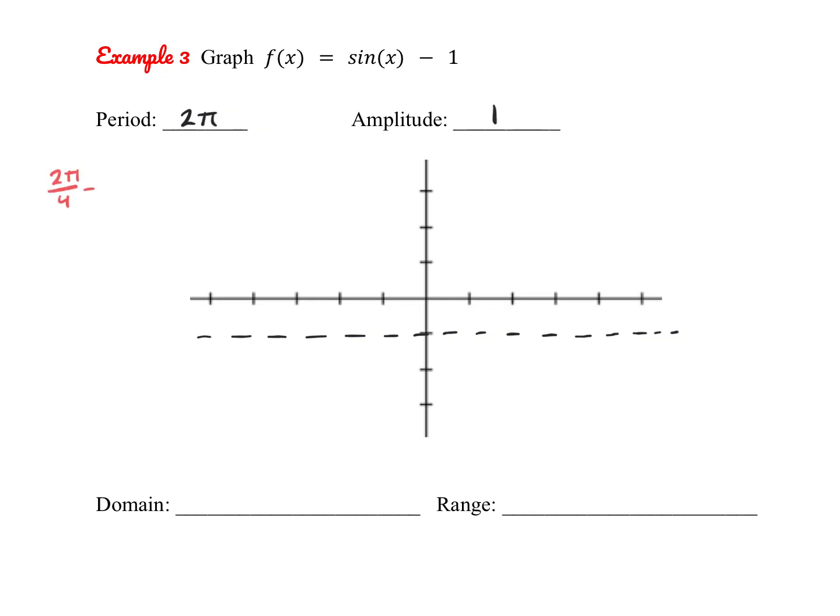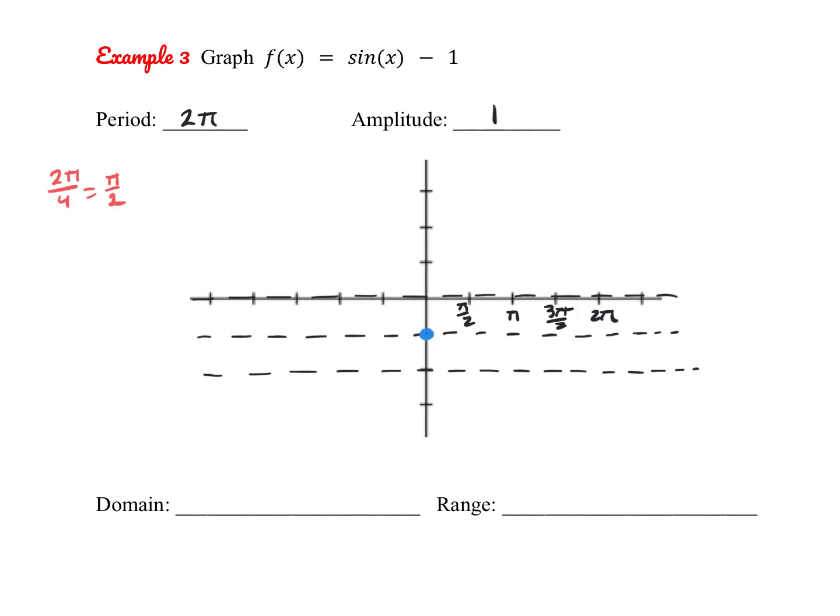Take your period and divide it by 4. So I'm going to scale it by pi over 2. So pi over 2, pi, 3 pi over 2, 2 pi. Okay, so for my amplitude, I'm going to start at the midline and go 1 unit up, because that's my amplitude. This is going to be the maximum, and I'm going to go 1 unit down, and that's my minimum. Now I'm ready to graph.